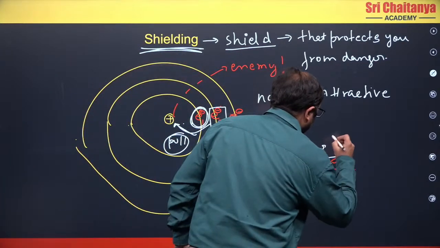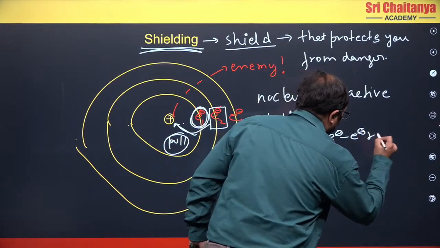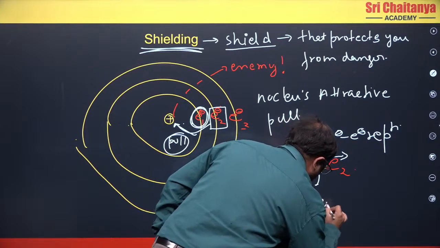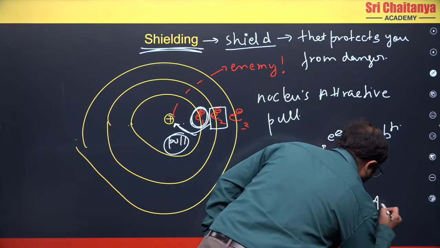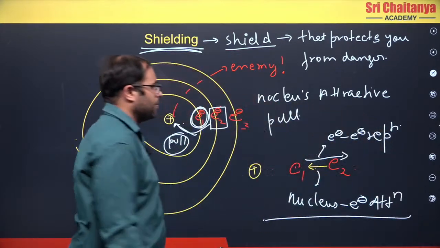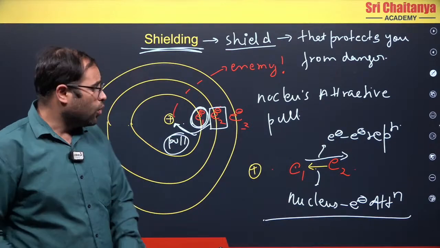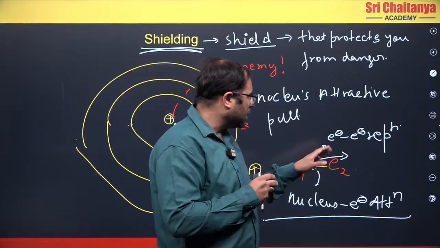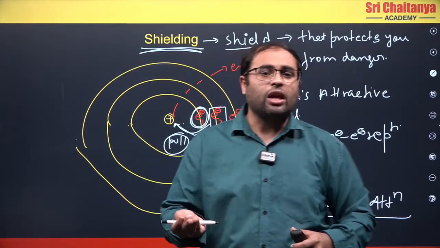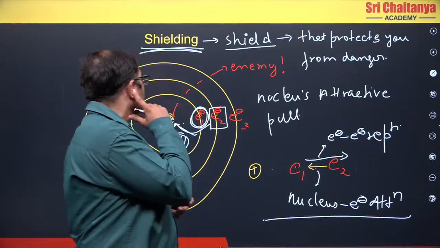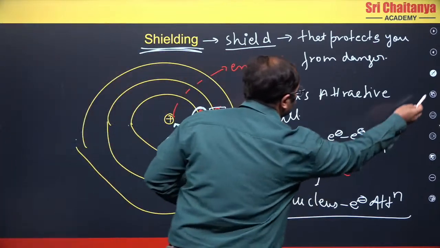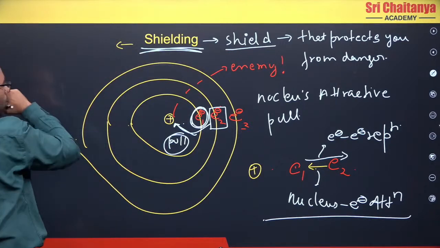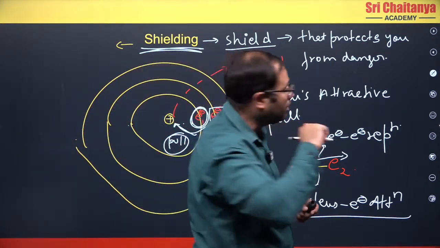Because this is electron repulsion, and this is nucleus-electron attraction, acting in opposite directions. So this attraction is reduced a little bit by this repulsion, and that is what I mean by shielding. It shields the electron. So shielding, if I want to define shielding, how will I do that?